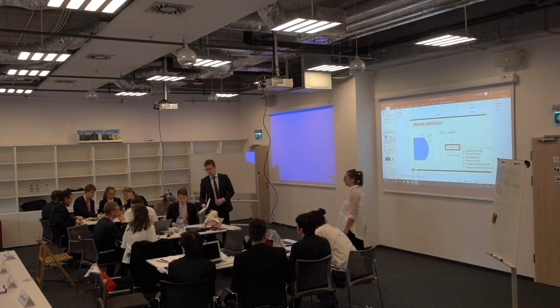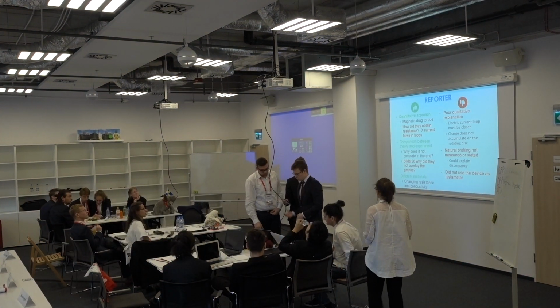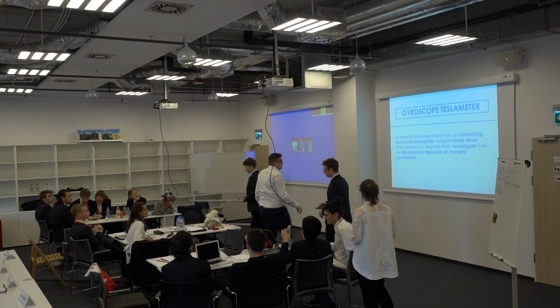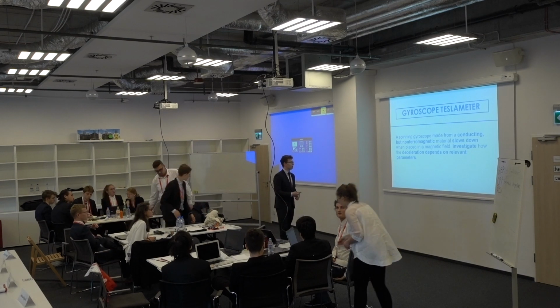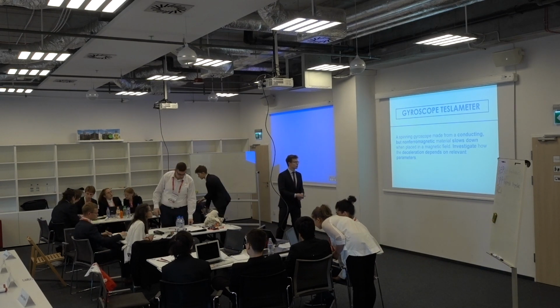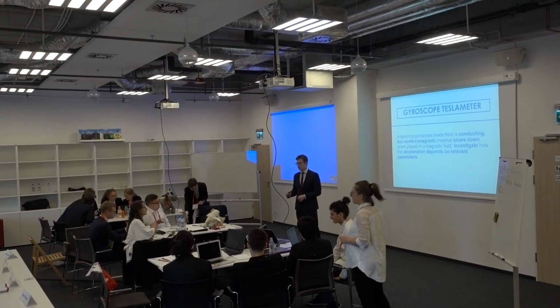Yes, out of time. So now we have your preparation time. Posing this task. Okay, first, let's read this problem statement. A spinning gyroscope made from a conducting but non-paramagnetic material slows down when placed in a magnetic field. Investigate how the deceleration depends on relevant parameters.